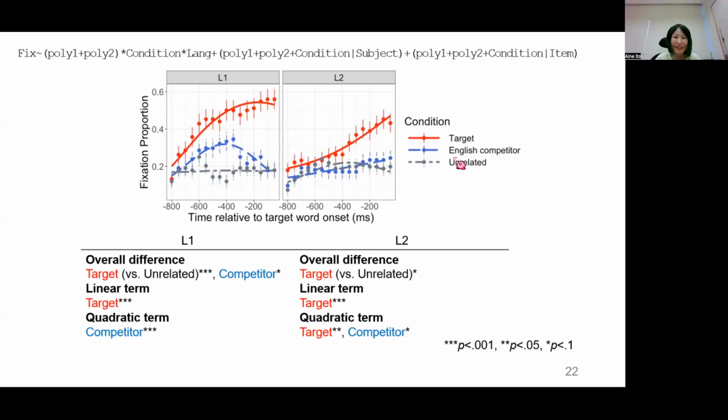Yeah, so for L2 speakers data, it may actually make sense to remove the quadratic term because it's not really showing that effect, not like the L1 speakers data where there's a clear peak for the English composition condition, right? So yeah, it makes sense to remove that from L2 speakers analysis.